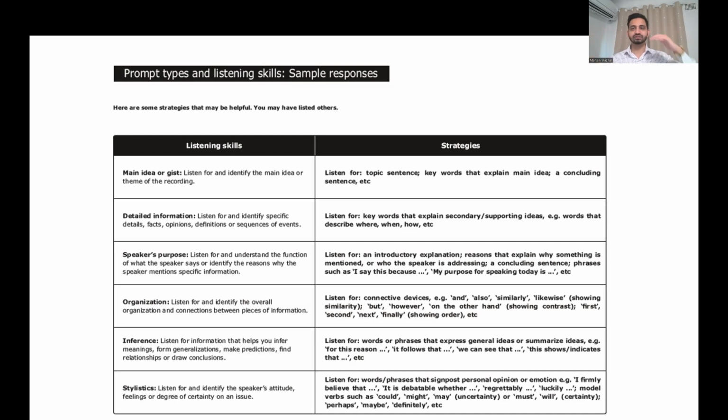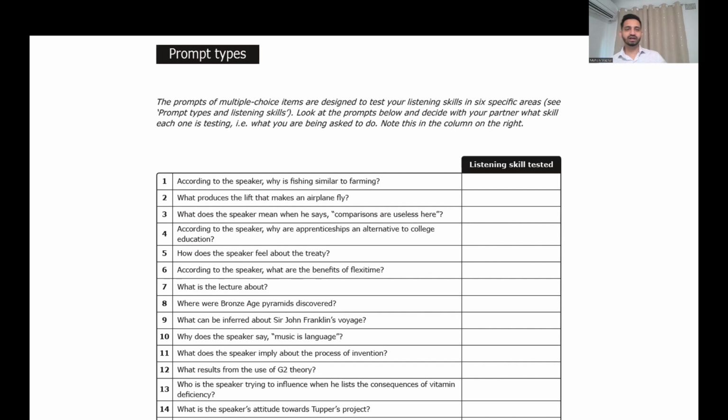You're looking for the attitude. Is he certain about something? Is he not certain about something, right? What is the tone of the speaker? That's what you're looking for. So it really depends on the prompt that you get, and for different prompts, you will have to implement different strategies, okay? Right, now I'm going to share with you some of the prompts that you can get.